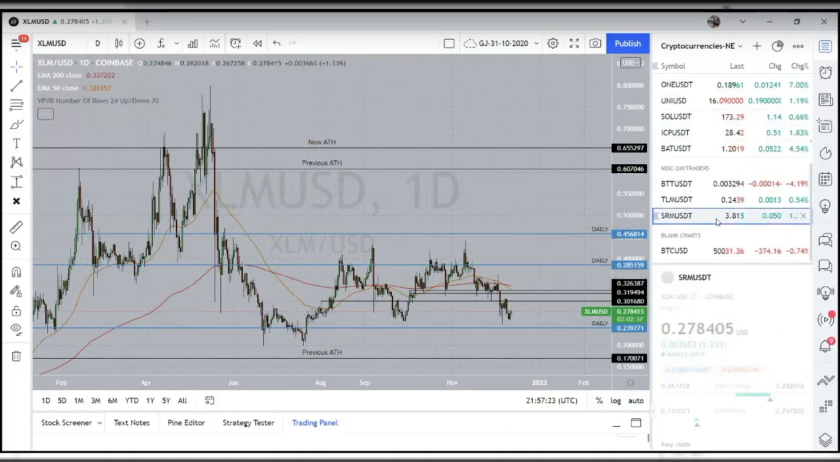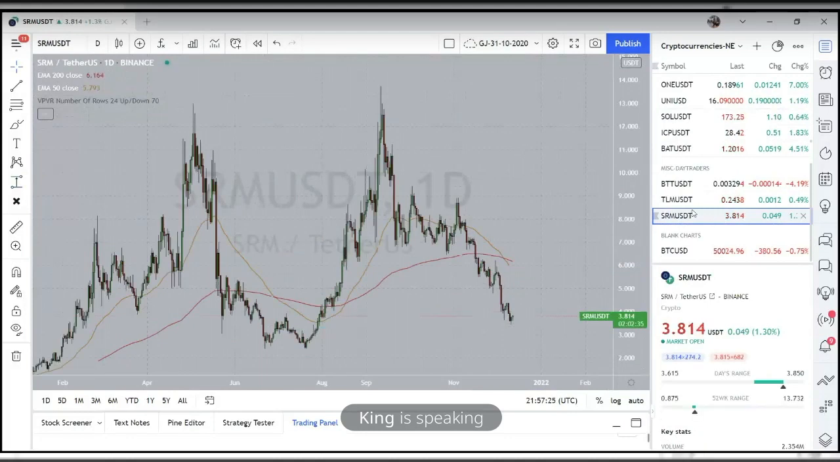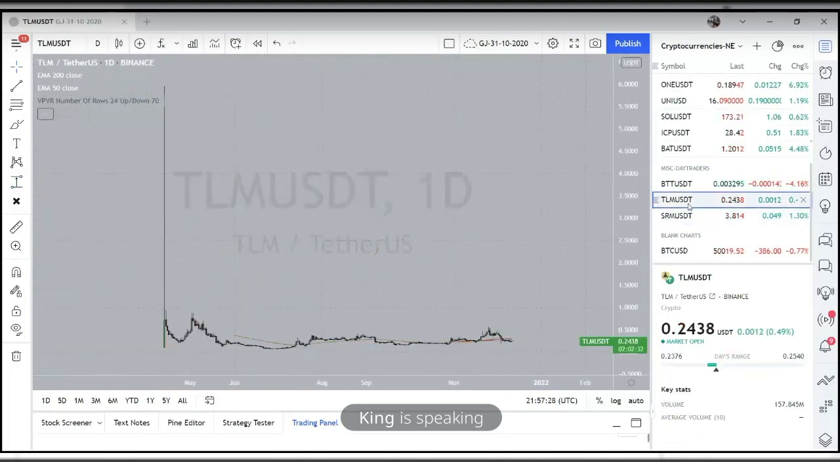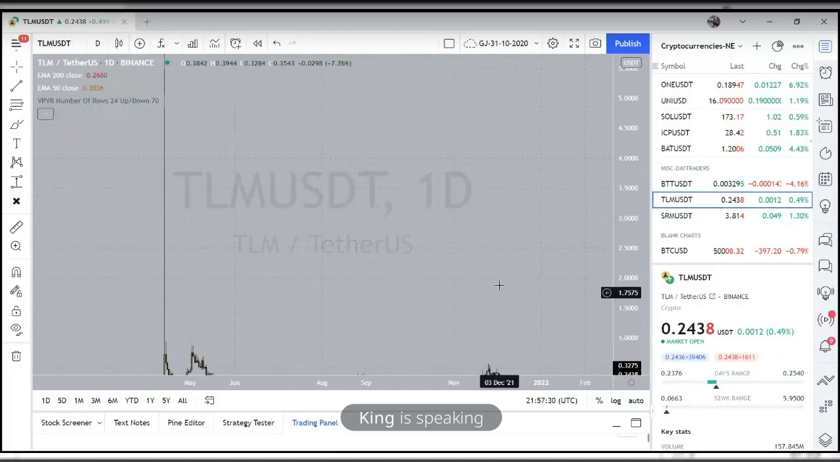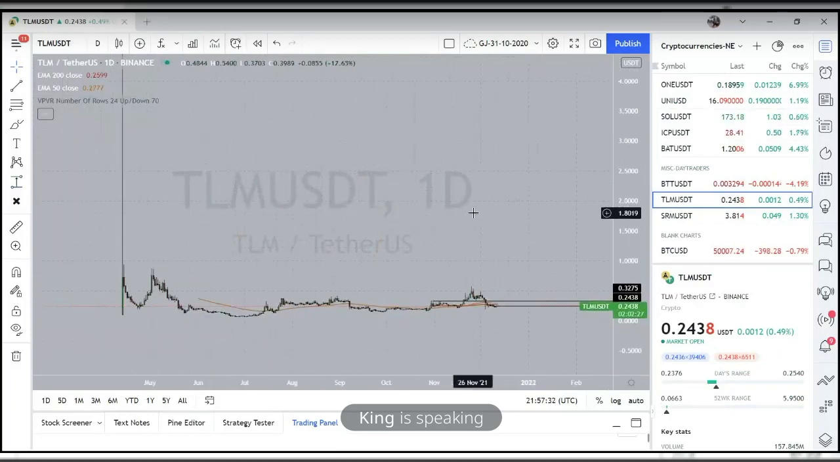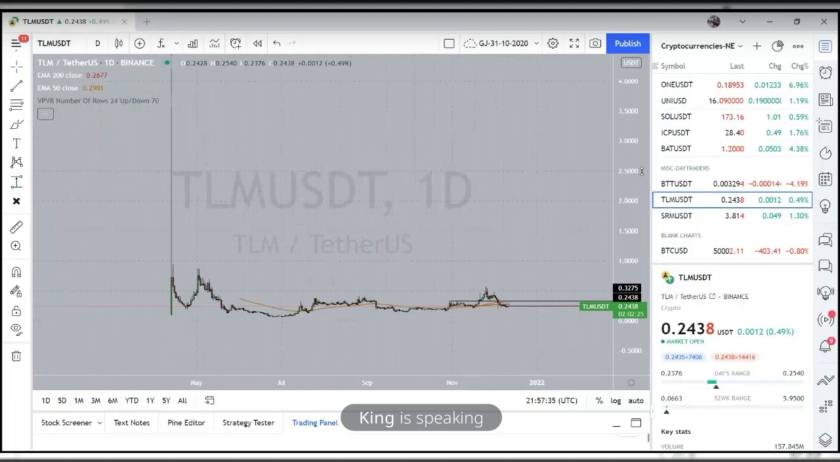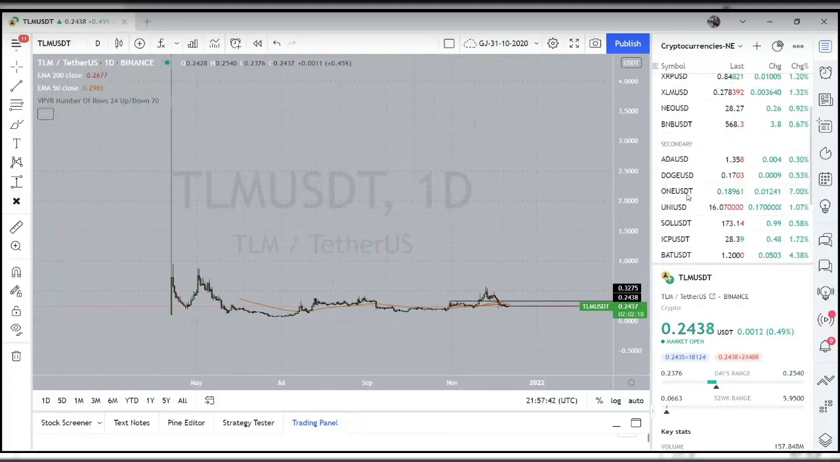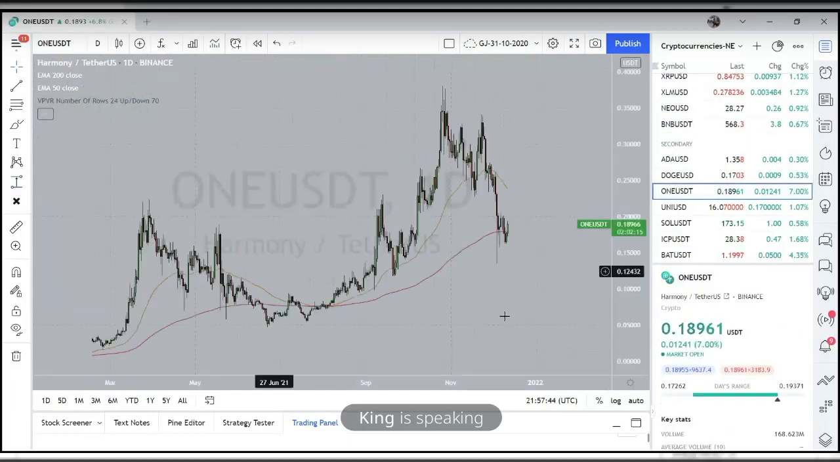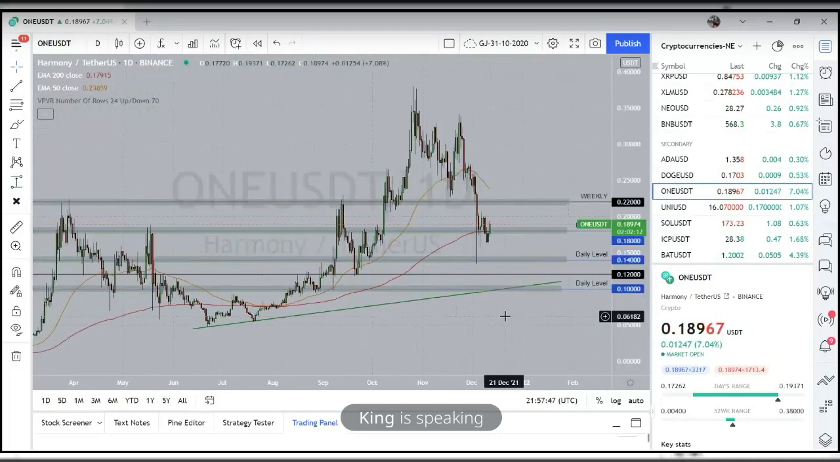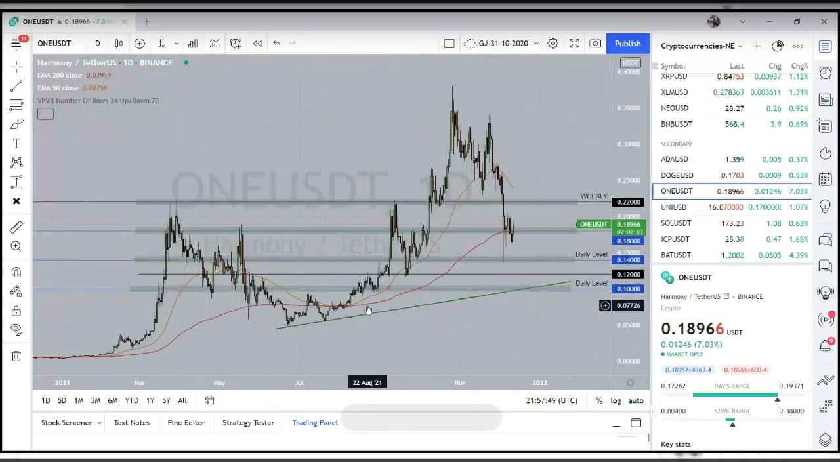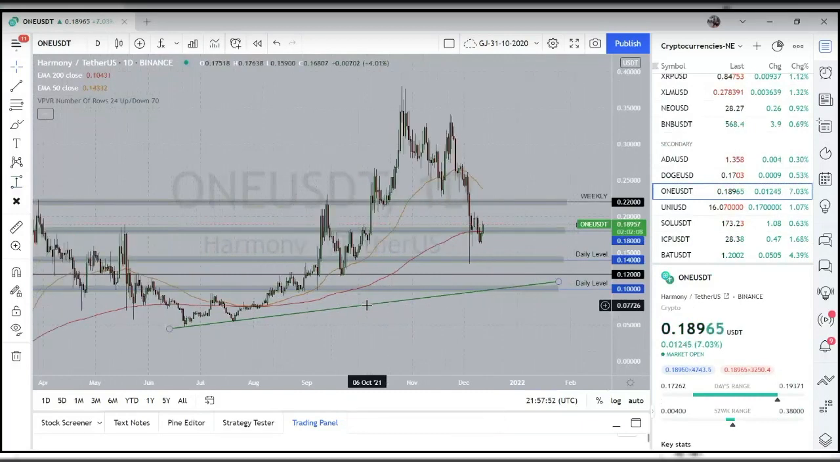Serum not looking too good. TLM is back to below what I bought in at. I'm still confident on this though, high, long term. So I might actually get in some more here. I am DCAing into it. I can't lie, guys, I'm in. I like this. I like Harmony a lot. So yeah, this is what I'm buying now.